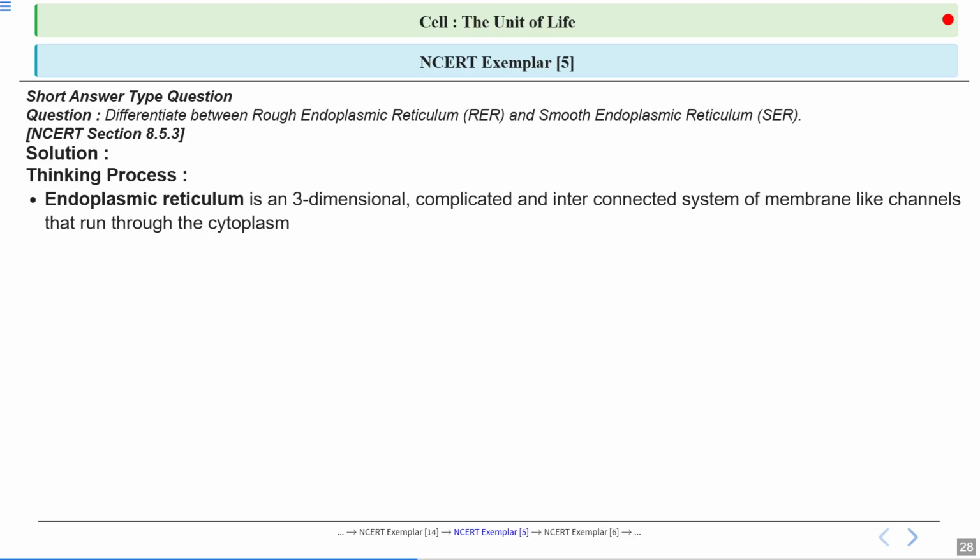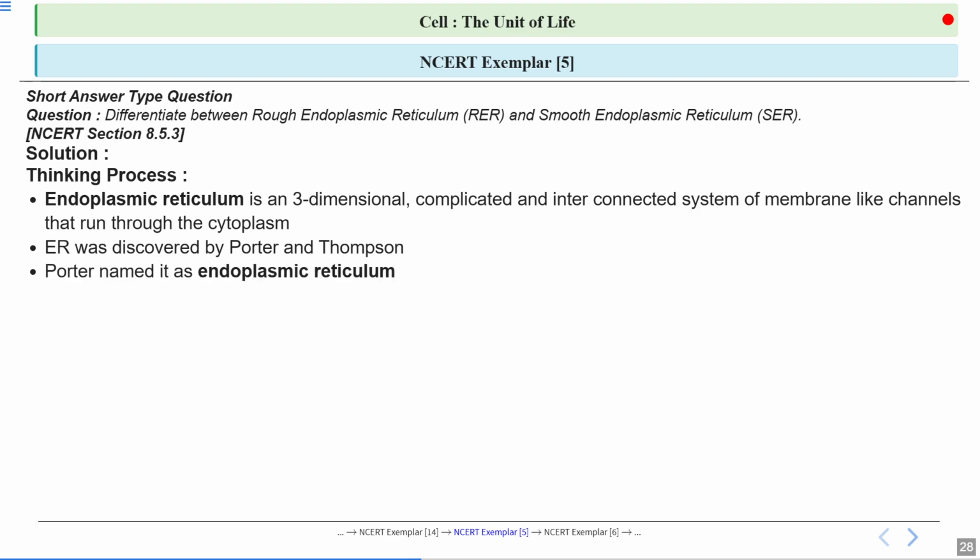Endoplasmic reticulum is a three-dimensional, complicated and interconnected system of membrane-like channels that run through the cytoplasm. ER, meaning endoplasmic reticulum, was discovered by Porter and Thomson. Additional information that you can remember: Porter named it endoplasmic reticulum. So there are two types of endoplasmic reticulum, SER and RER. SER means the smooth one, not having any ribosome attached to the outer surface, whereas in the RER, the ribosomes are attached to the outer surface.